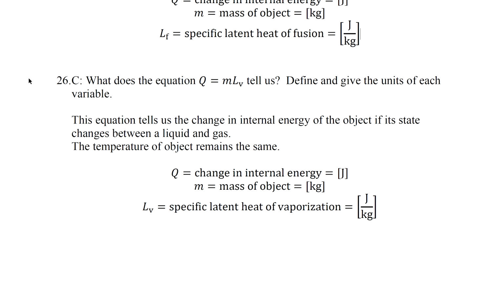Question 26. What does the equation Q equals mL sub V tell us? This equation tells us the change in internal energy of the object if its state changes between a liquid and a gas. The temperature of the object remains the same. And this is the meaning of the three variables.